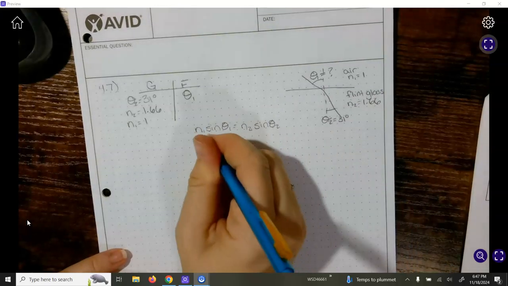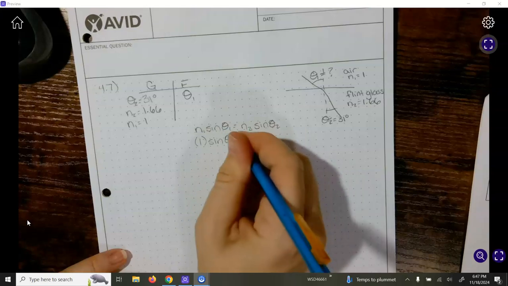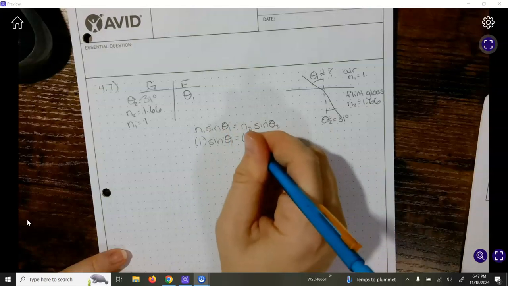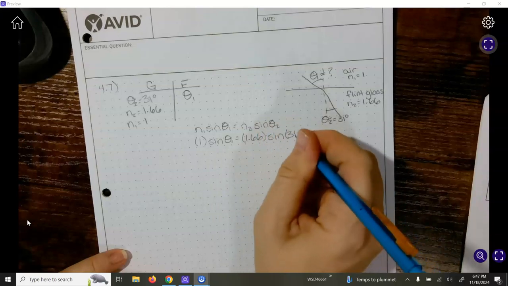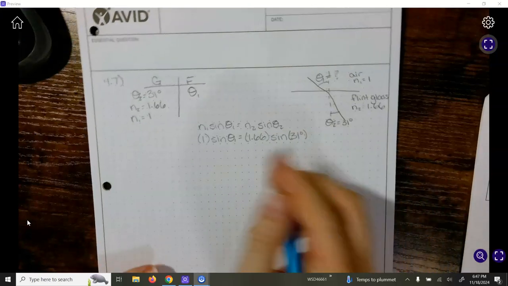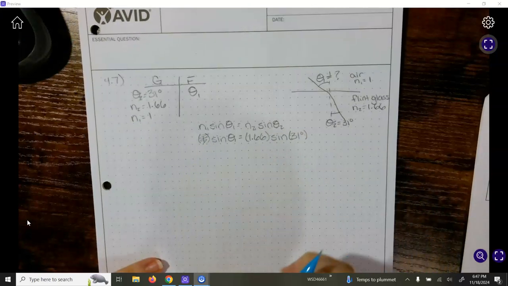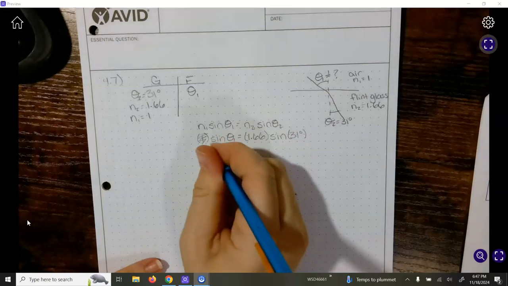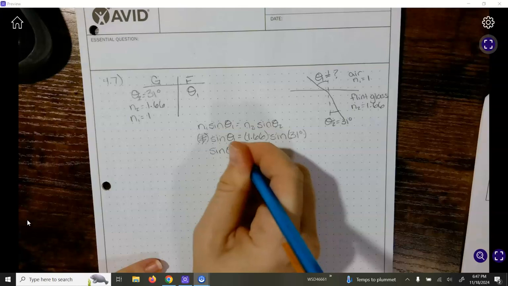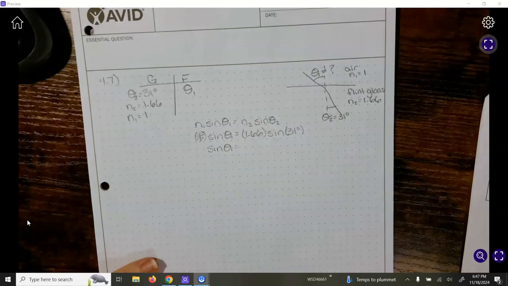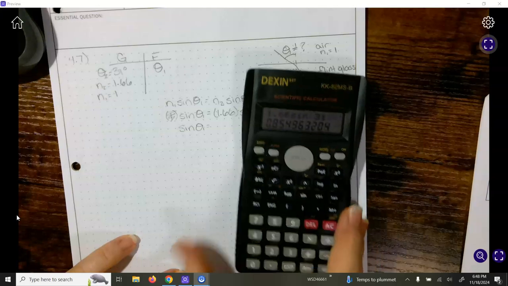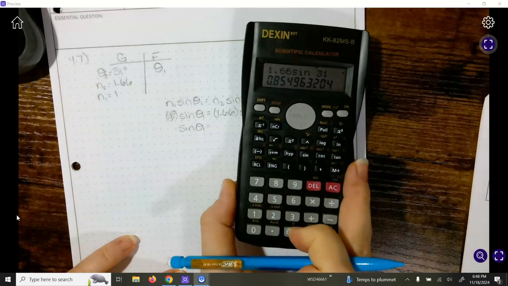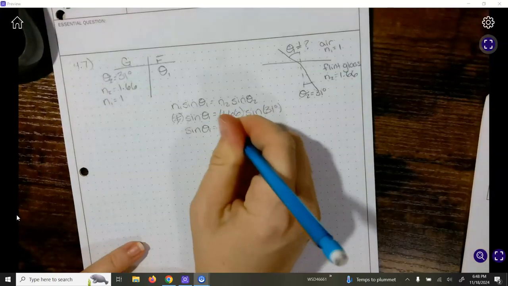1 for n sub 1 times the sine of theta sub 1, because I don't know what that theta is. N sub 2 is 1.66 this time, times the sine of theta sub 2, which is 31 degrees. Make sure your calculator is in degrees. This number 1 doesn't really change anything, so we're going to ignore it. Remember, the sine of theta sub 1 is equal to this simplified, so let's simplify it. 1.66 times the sine of 31 degrees. That number is 0.85. I'm just going to round it to that.